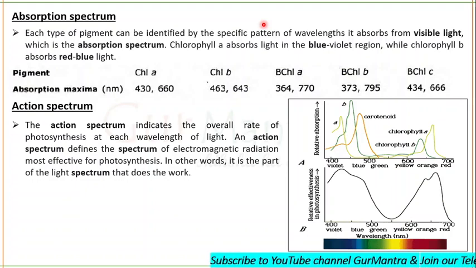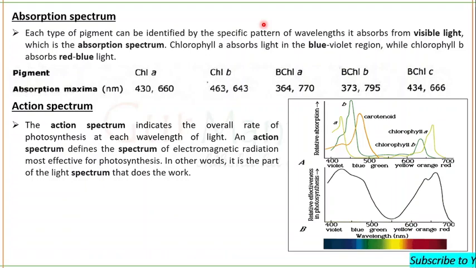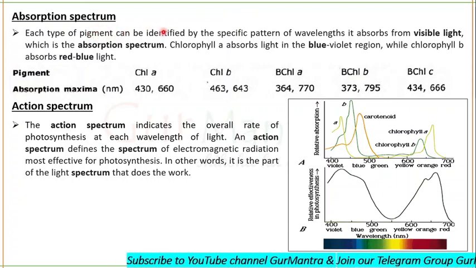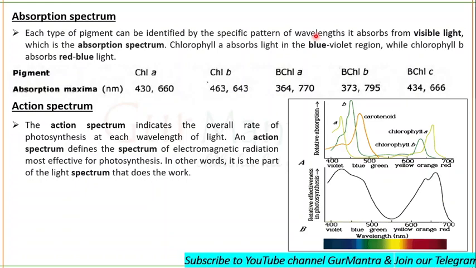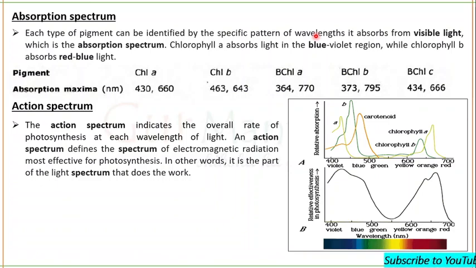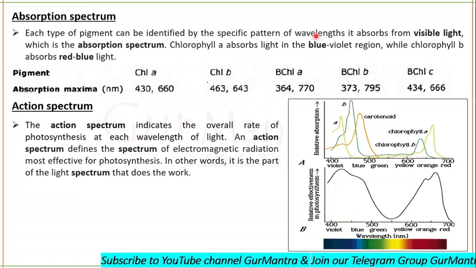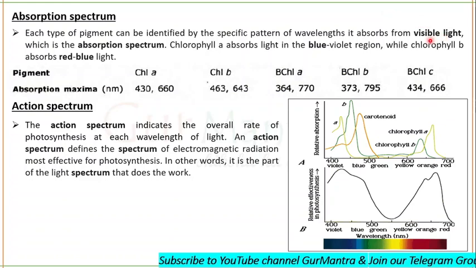Okay, so now we want to talk about absorption spectrum and action spectrum. Each and every pigment will be absorbing light from the visible spectrum at a definite wavelength. Okay, they will absorb a definite wavelength of light from the visible spectrum. Now what is the visible spectrum? From 400 nanometer to 700 nanometer, it is called the photosynthetically active region. Okay, the region between 400 nanometer to 700 nanometer is called the photosynthetically active region or visible region.